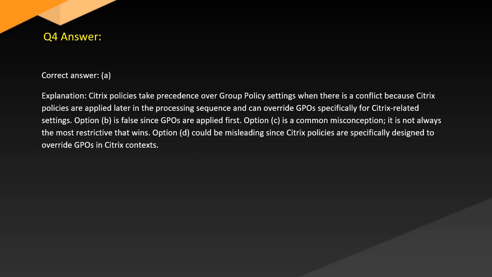Answer. Correct answer: A. Explanation. Citrix policies take precedence over group policy settings when there is a conflict because Citrix policies are applied later in the processing sequence and can override GPOs specifically for Citrix-related settings. Option B is false since GPOs are applied first.